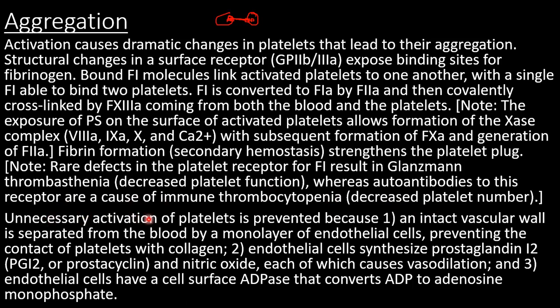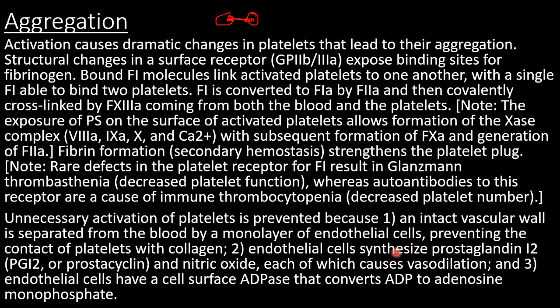Now, unnecessary activation of platelets is inhibited in 3 ways. One, an intact vascular wall separates the blood from the sub-endothelial collagen by a monolayer of endothelial cells. So the sub-endothelial collagen will be separated from the platelets in circulation by the endothelial cells. So as long as that is intact, the platelets can't be activated.